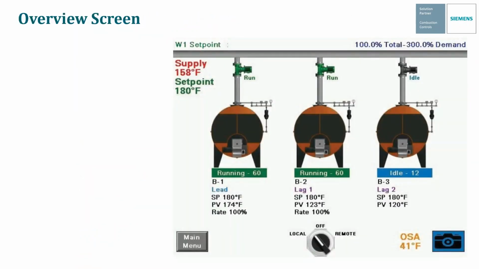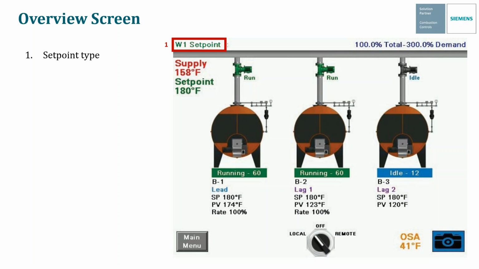When you first walk up to a master panel, you'll often be starting from the overview screen like you see here. The overview screen gives you a ton of information about the system at a glance. I'm going to walk through each one of these numbers so you have a better understanding of what they're giving you. The first thing to look at in the top left corner here is the set point type.